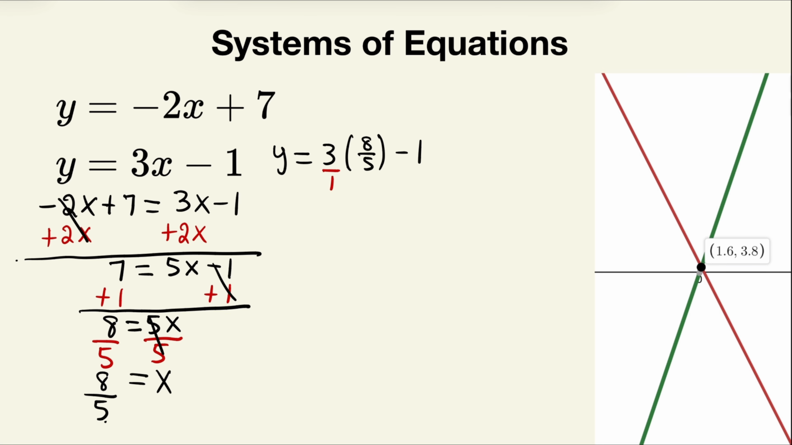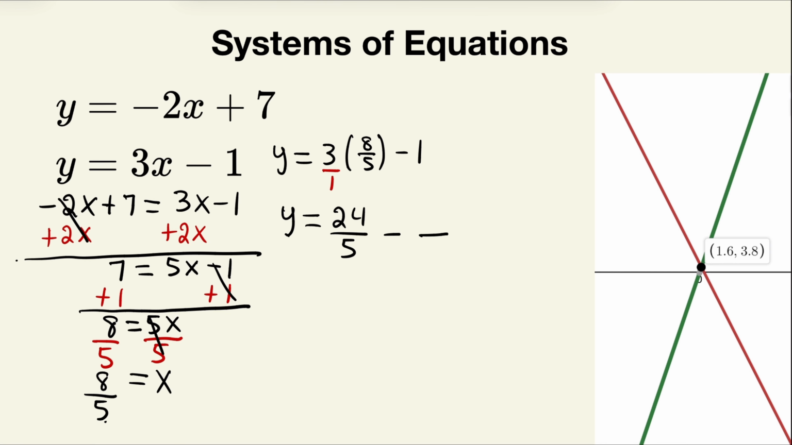So 3 times 8 in the numerator is 24, and 1 times 5 in the denominator is 5, so y equals 24/5 minus 1. But I'm going to use a different form of 1 which has a common denominator of 5, because when you are subtracting fractions, you have to have common denominators.